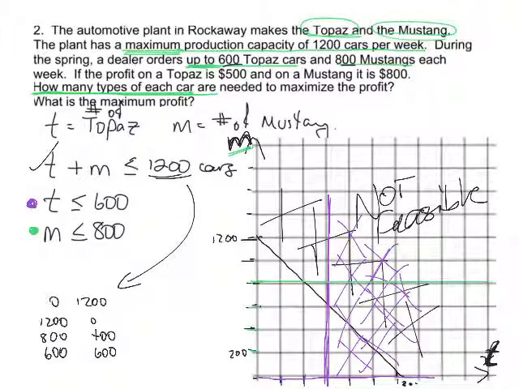So there's that line, and it's everything under 800. So this is my non-feasible region. Nothing over here will work. And so now I'm left with this region.